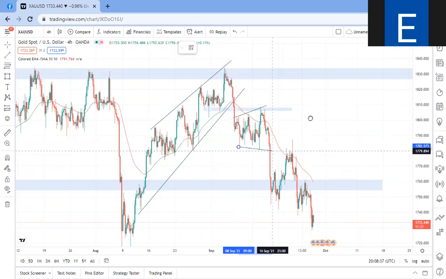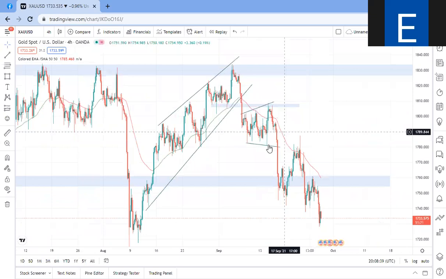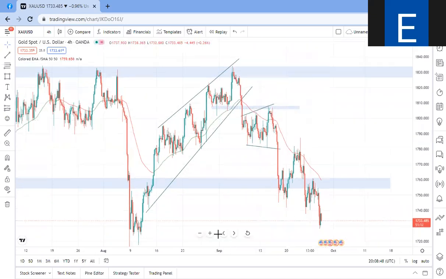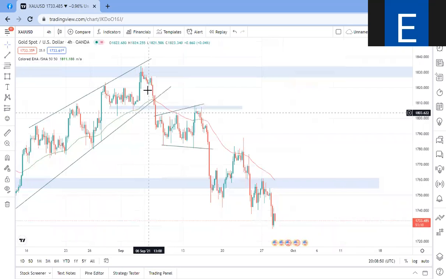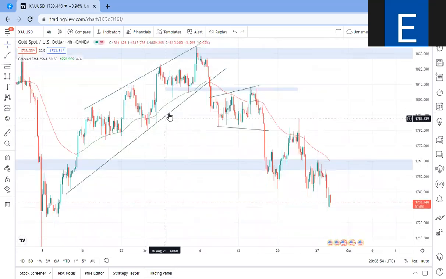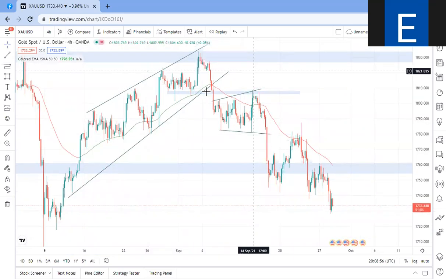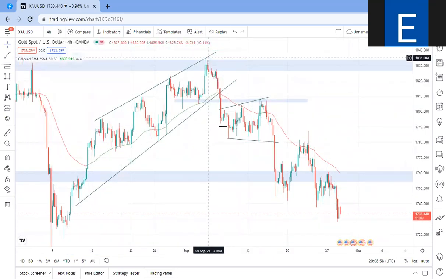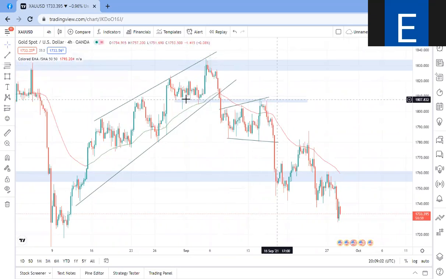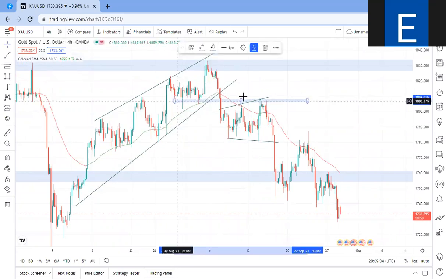More like an expanding type, but this was an impulse. This was a correction. I got in on a sell at this level. Why did I get in on a sell? Because you can see price broke below this. This was an overall reversal pattern. This is an ascending pattern. It was a reversal, made an impulse, then a flag pattern, retested the horizontal level as well.